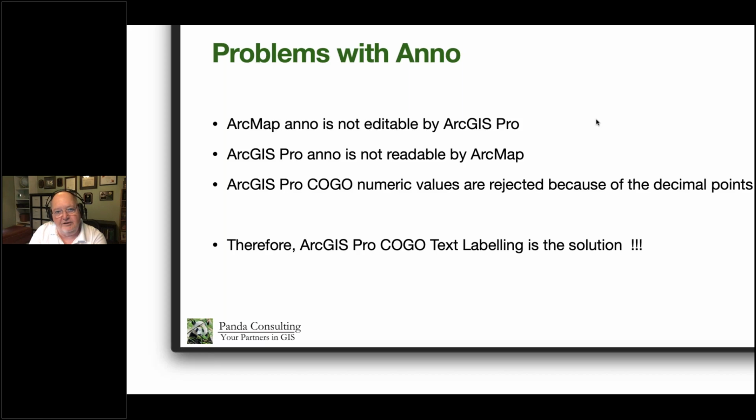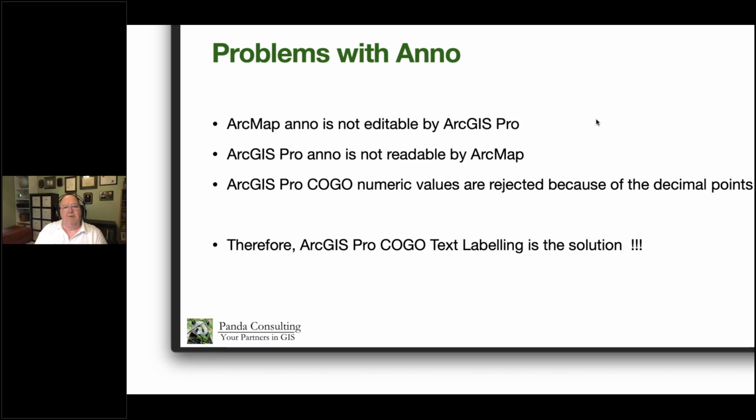ArcMap annotation is not editable inside of ArcGIS Pro. The reason for this is that within ArcGIS Pro, Esri has added 2 new attribute fields to the annotation feature class. So making the transition from ArcMap into ArcGIS Pro requires that we look at: are we going to continue to use annotation? And then what version of that annotation are we using? And how are we going to make that transition?